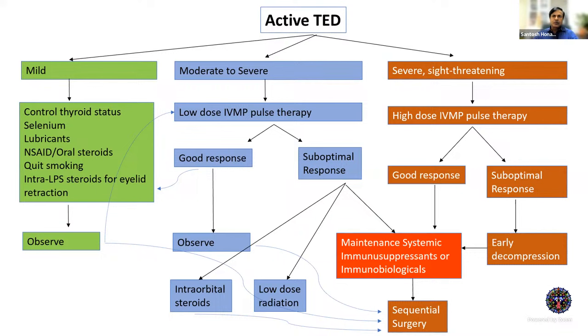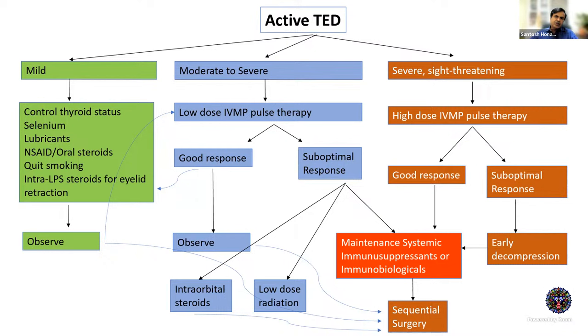So if you want me to show a flowchart, this would be the flowchart, or the sequence of events that happens if a patient has mild disease: control thyroid status, use selenium. Selenium is not used only in patients from selenium-deficient geographic locations. It can be used in anybody for about 6 months. Lubricants and non-steroidal anti-inflammatory drugs have limited role, but oral steroids, a short course of oral steroids, quit smoking, not even passive smoking, intra-LPS steroids for eyelid retraction, and observe.